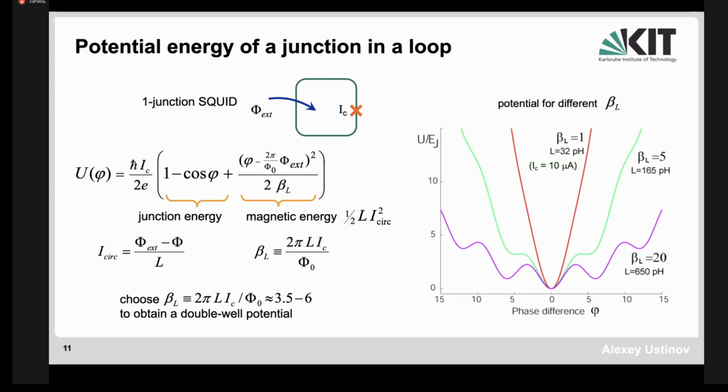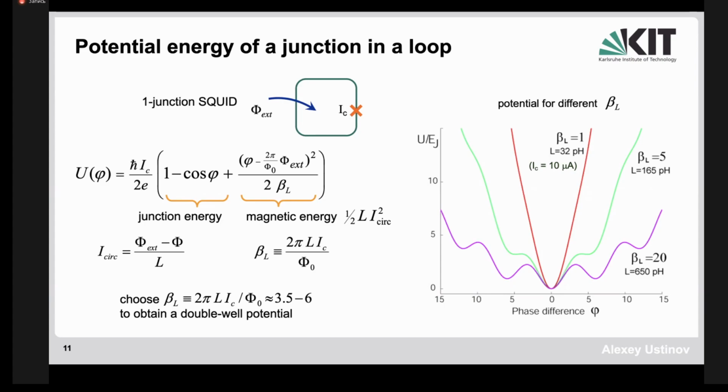And this corresponds to the parameter beta L, which is basically the product of the geometrical inductance of the loop times the critical current divided by the flux quantum. You can also recognize that flux quantum divided by critical current is the Josephson inductance. So beta L is the ratio of geometrical inductance to the inductance of the junction, because it's just flipped around inductance of the junction.